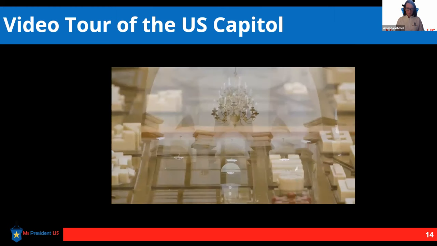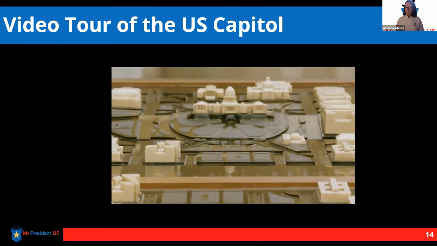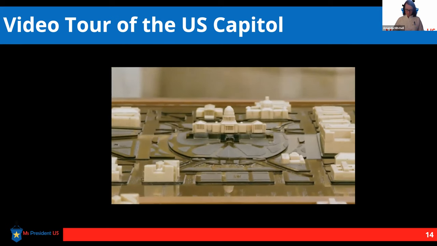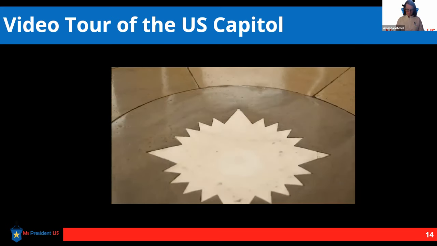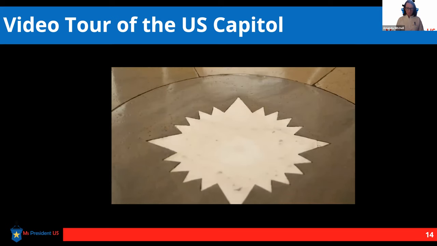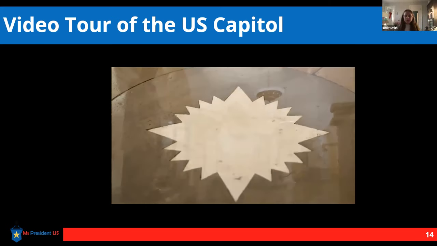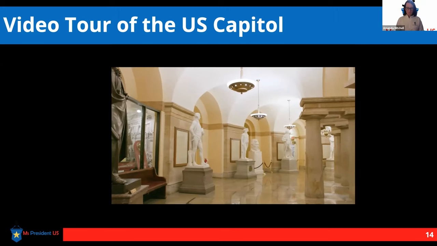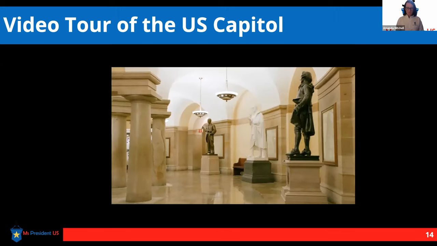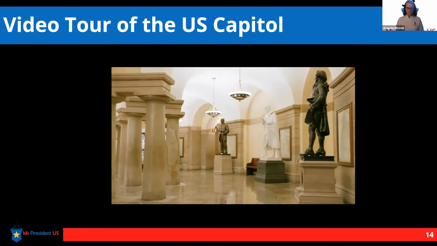When Pierre L'Enfant designed the city of Washington, he put the Capitol building in the center of his design. This star in the crypt marks the place where the four quadrants of the city come together. We have a lot of statues in the Capitol. The crypt in particular has one statue from each of the original 13 colonies.